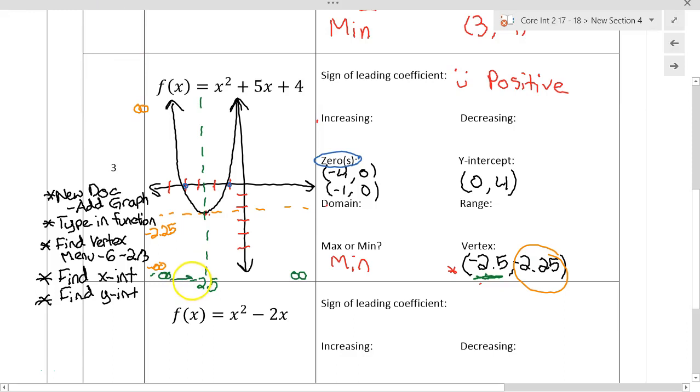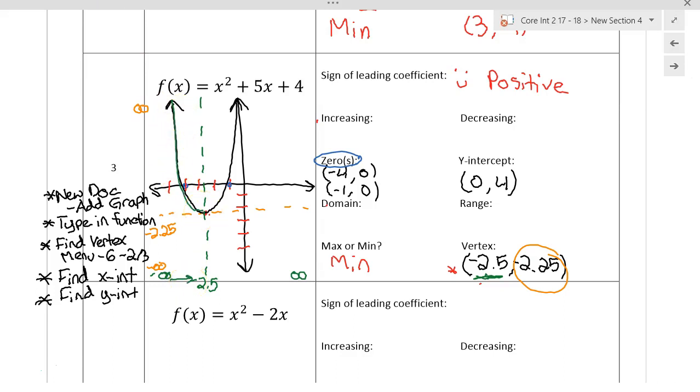So looking between negative infinity and negative 2.5, my graph is going down. That's decreasing. Looking between negative 2.5 to infinity, my graph is going up. That's increasing. So it's negative 2.5 to positive infinity.